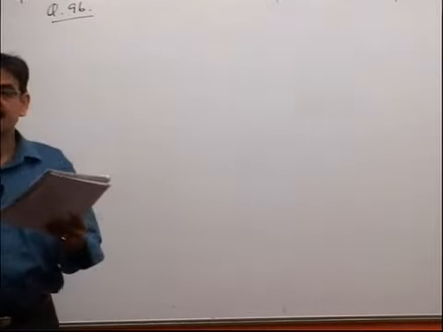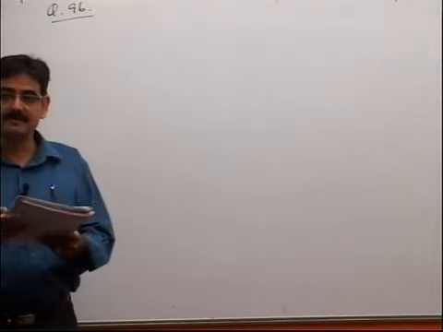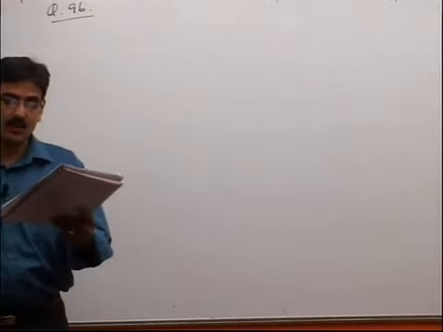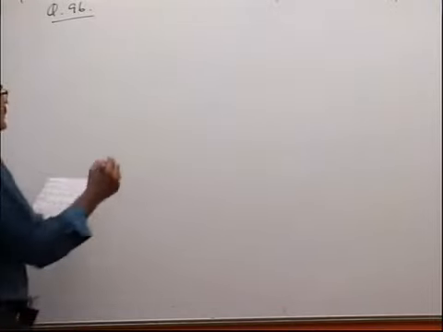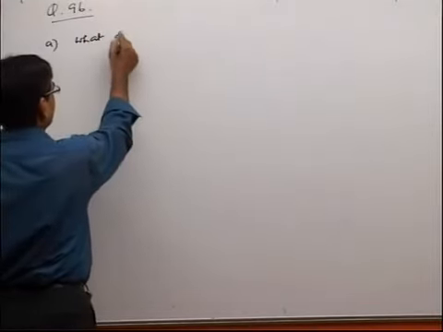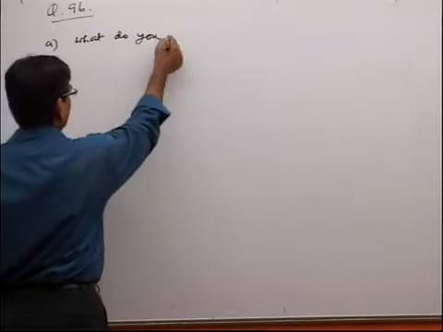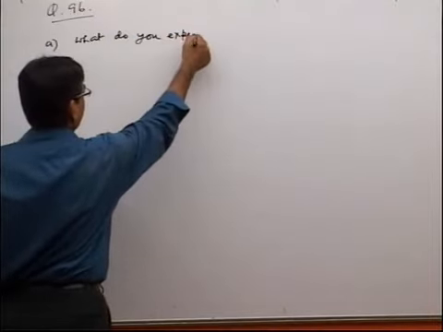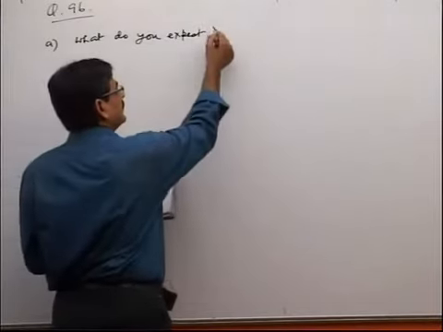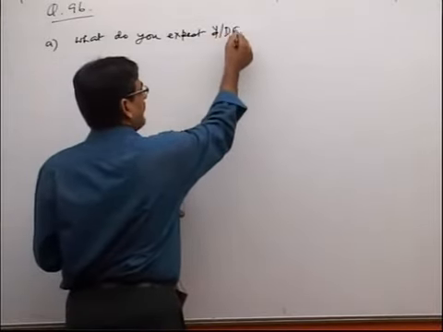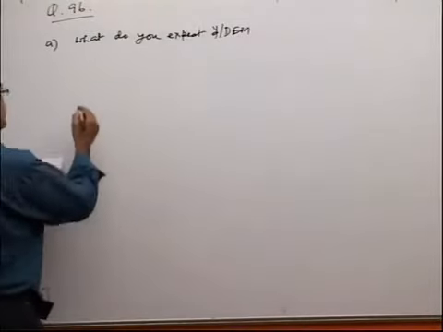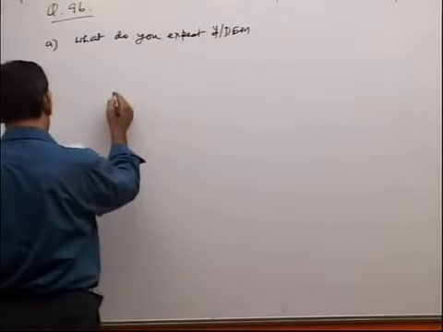Question 96. Friends, be attentive. In part A, the question says, what do you expect, not accept? What do you expect? The yen per Dutch mark in Frankfurt. So first we'll go ahead.